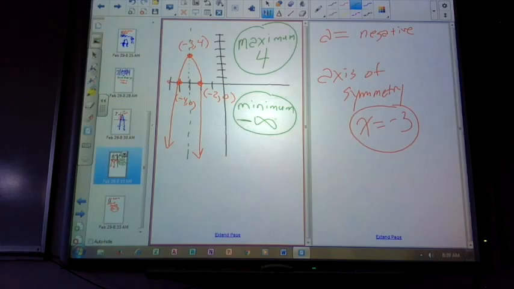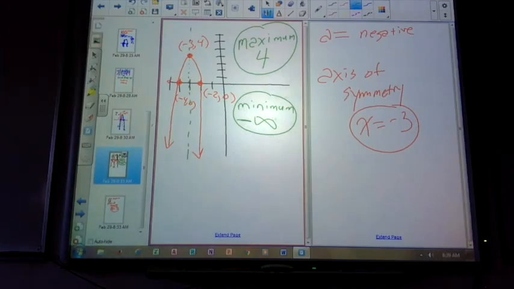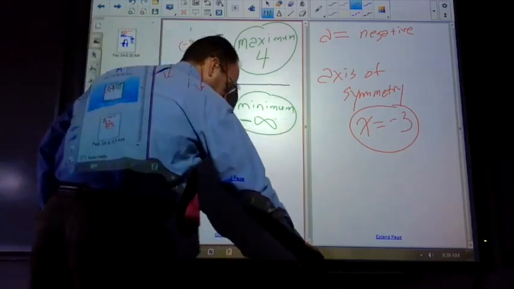Where is the graph decreasing? And we want to write that in something called interval notation. And where is the graph increasing? Increasing means I'm going up. Where does it appear I'm going up?